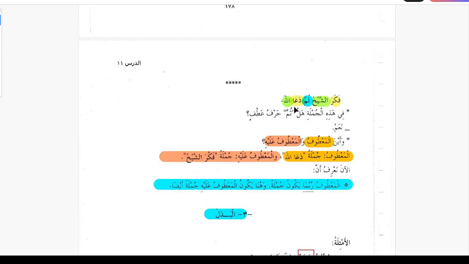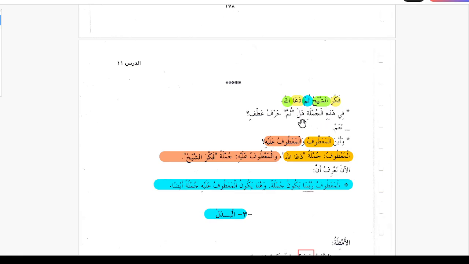So summa means between these two events there was a long time, not a short time. It does not mean he had an idea and then immediately called Allah, although he called Allah after he had the idea. So the arrangement is the same. We could use fa if there was not a long time involved in these two events, but here summa is used. That means between these two events there should have been a long time. So the sheikh had an idea, thought about it, and then he called Allah.